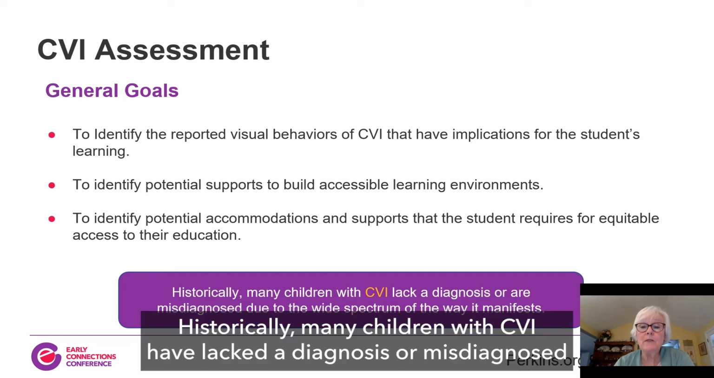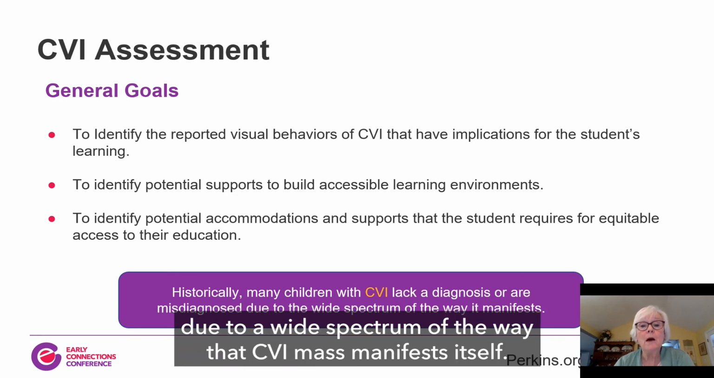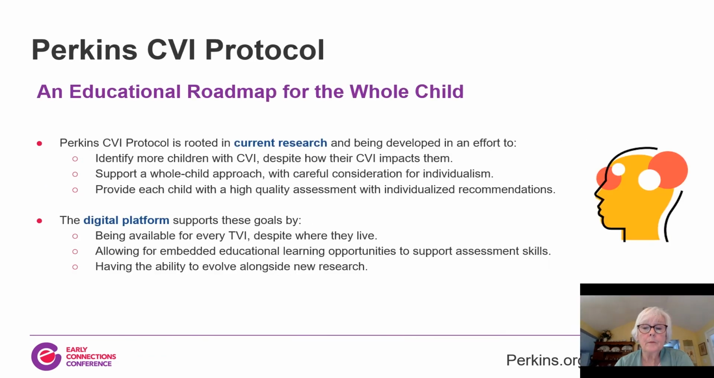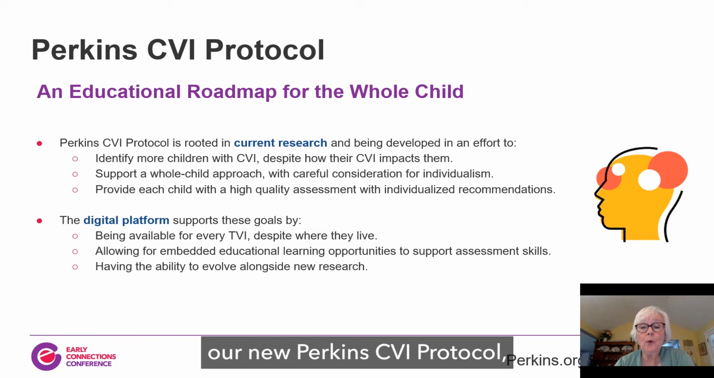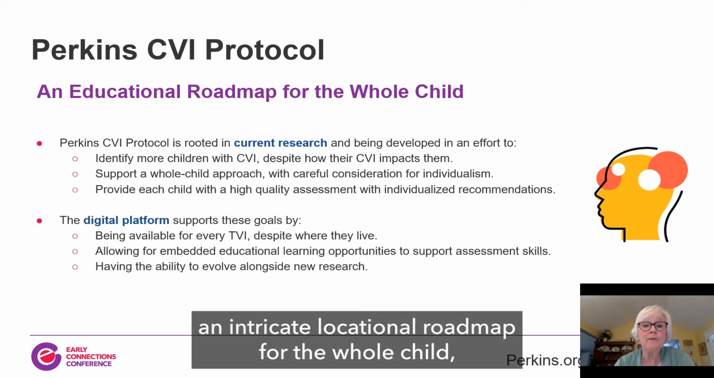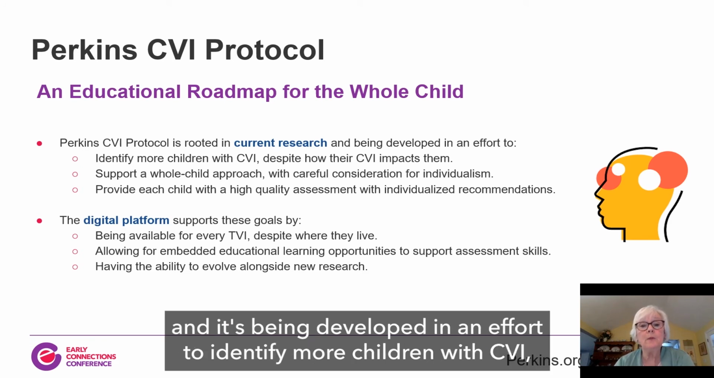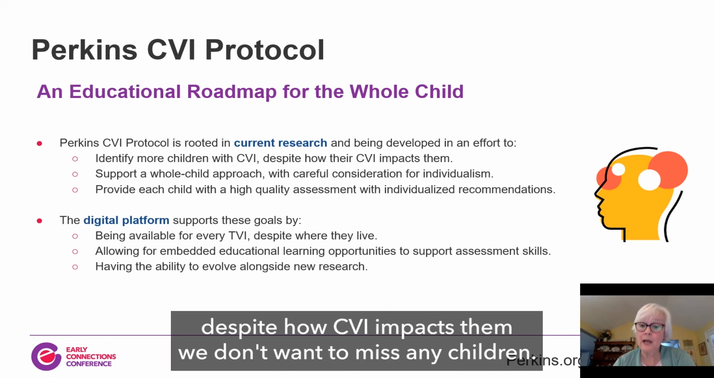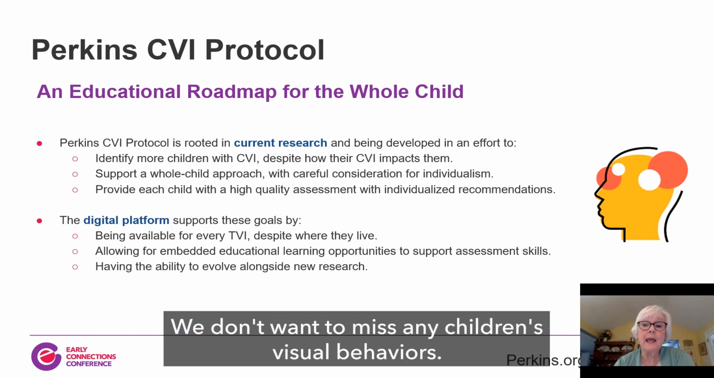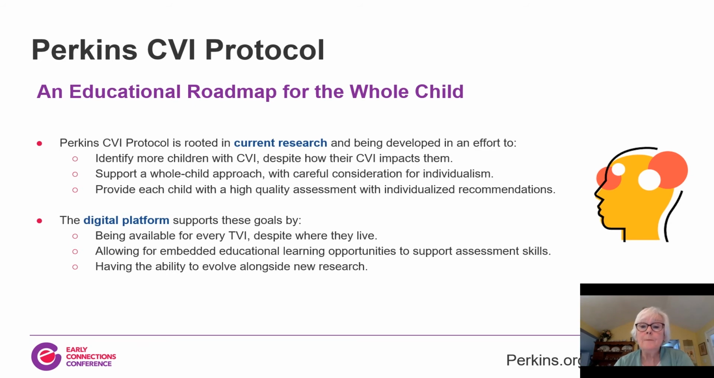Historically, many children with CVI have lacked a diagnosis or are misdiagnosed due to a wide spectrum of the way that CVI manifests itself. Our new Perkins CVI Protocol, an educational roadmap for the whole child, is really a new tool in the sense that it's rooted in current research and it's being developed in an effort to identify more children with CVI despite how CVI impacts them. We don't want to miss any children. We don't want to miss any children's visual behaviors.